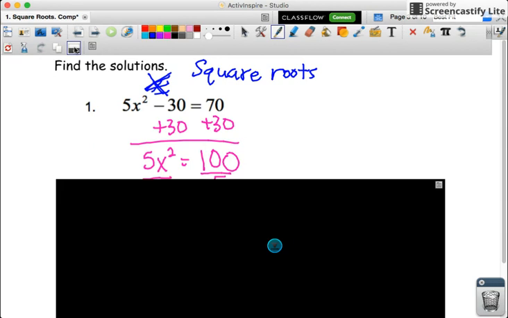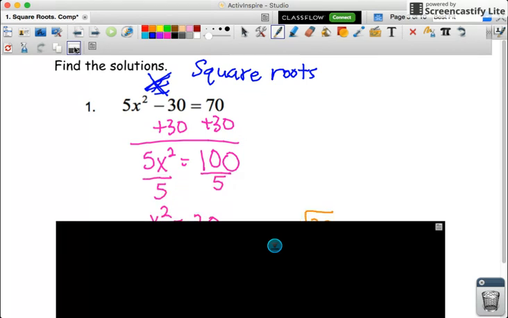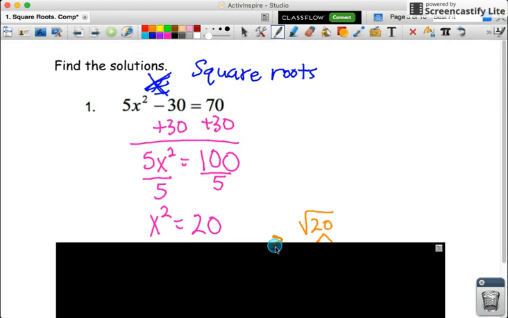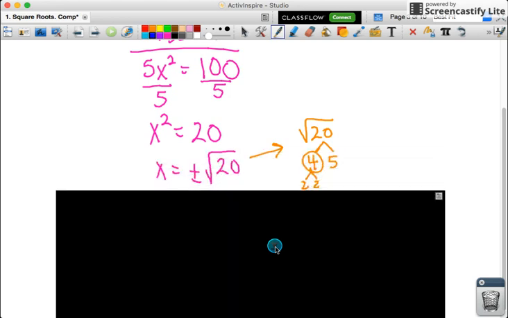So 70 plus 30 is 100. Well, I still haven't isolated my x variable. I notice it's a 5x squared, so I need to divide by 5. This will leave me with x squared is equal to 20. However, I am not done. I have to take the square root of both sides.